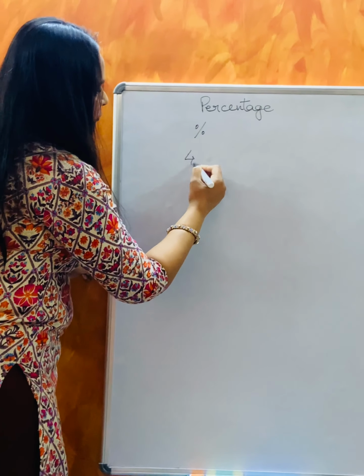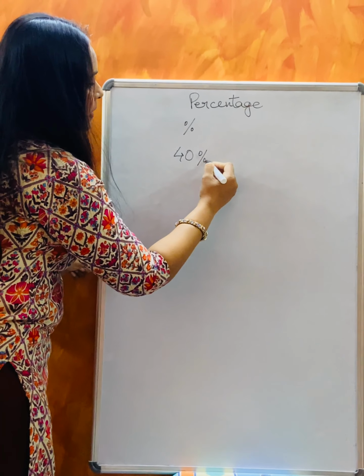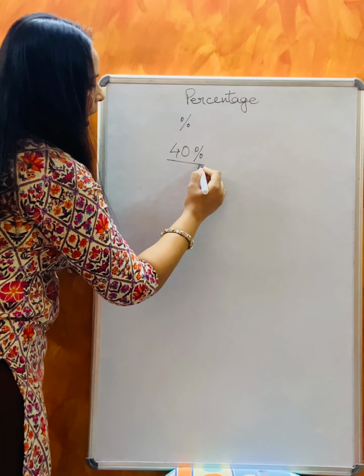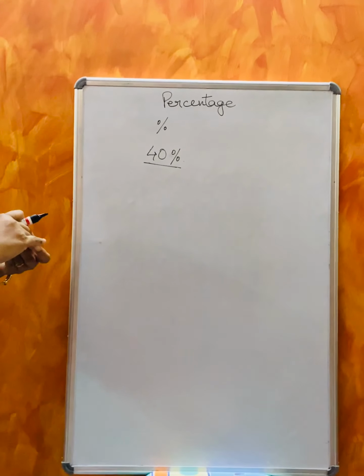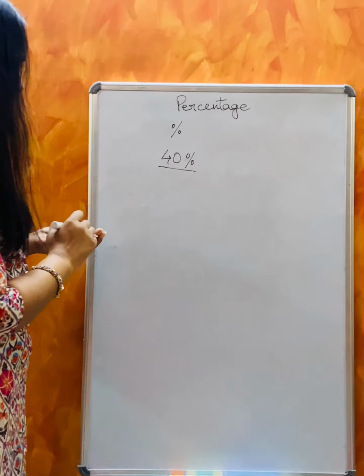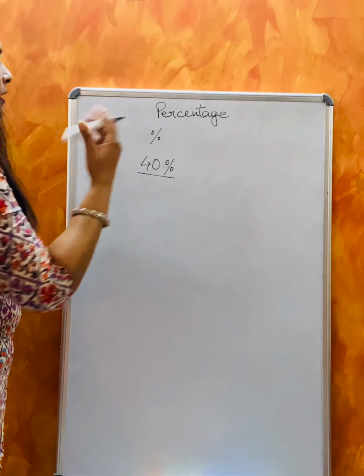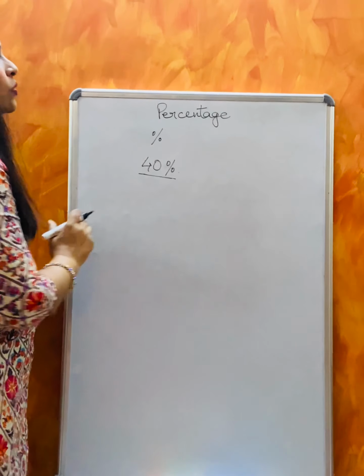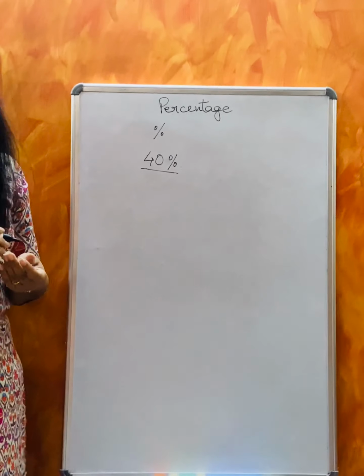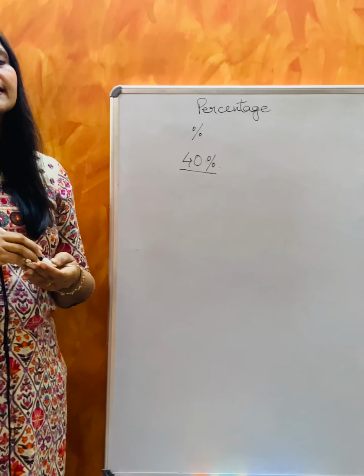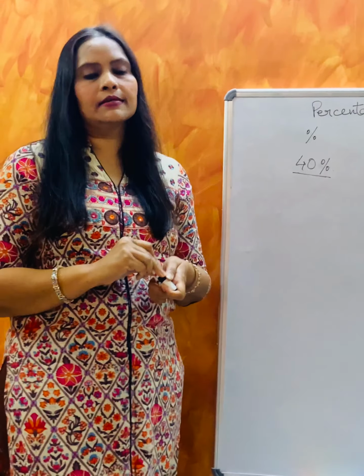Suppose we have 40%. What does it mean? It means 40 out of 100, or 40 out of a cent. Cent means 100. How can we convert this 40% into a fraction? Actually, percentages, fractions and decimals are all interrelated terms.